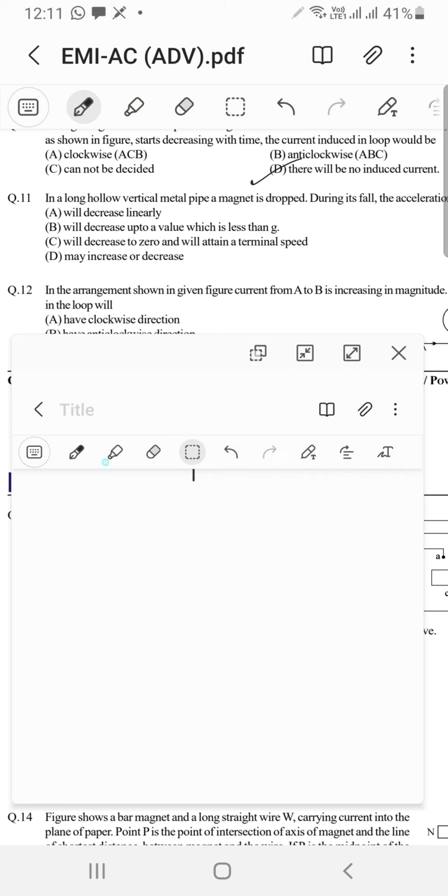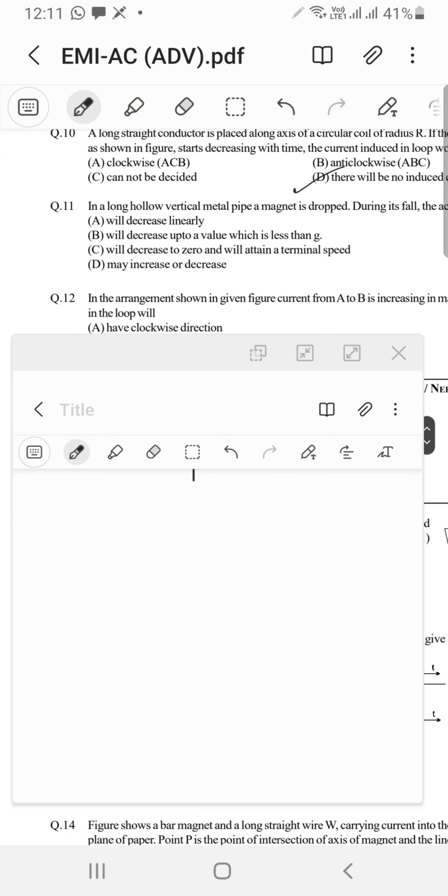I don't want to get into the calculation of all this because I basically just don't know how to calculate this terminal velocity. Someday I will. Okay, so we know that as velocity increases, this resistance also increases, so the acceleration of the magnet will decrease to 0 at some point. It will decrease up to a value which is less than g. Yeah, it will attain a terminal speed. May increase or decrease, not so sure about that.